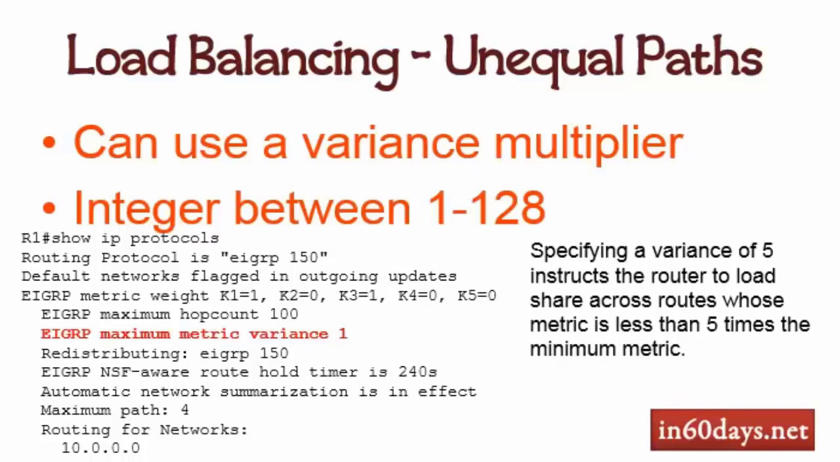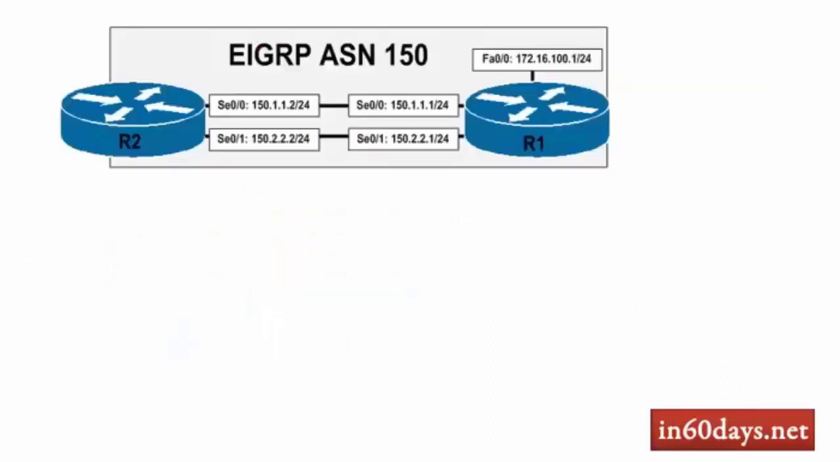If you added the value of 5 as a variance, you're telling the router to load share across another route where the metric is 5 times worse than the minimum metric. So let's look at an example, just in case you're asked.